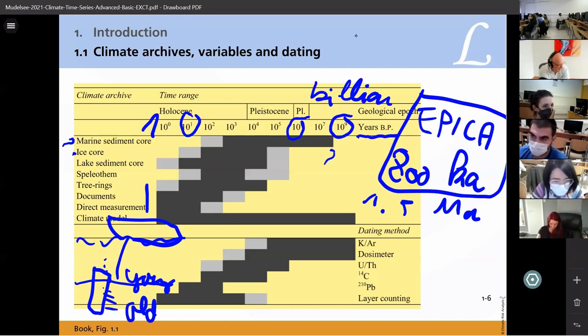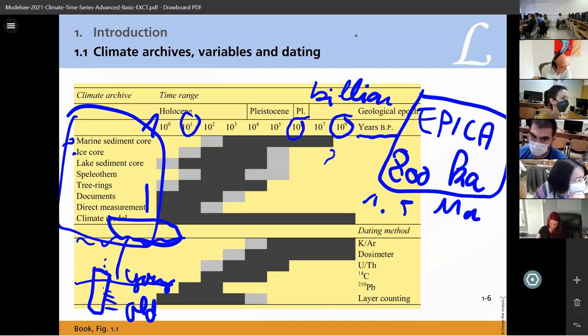Okay, and there are other examples shown here. Maybe this is interesting, I will later make an excursion to this: documents. What do I mean with documents? I mean historical documents. So humans also made handwritten notes, perhaps about climate or extreme events. And I had the pleasure of collaborating with people working on historical climate documents, and we produced a flood record for the river Elbe, which is one of the major rivers in Germany.